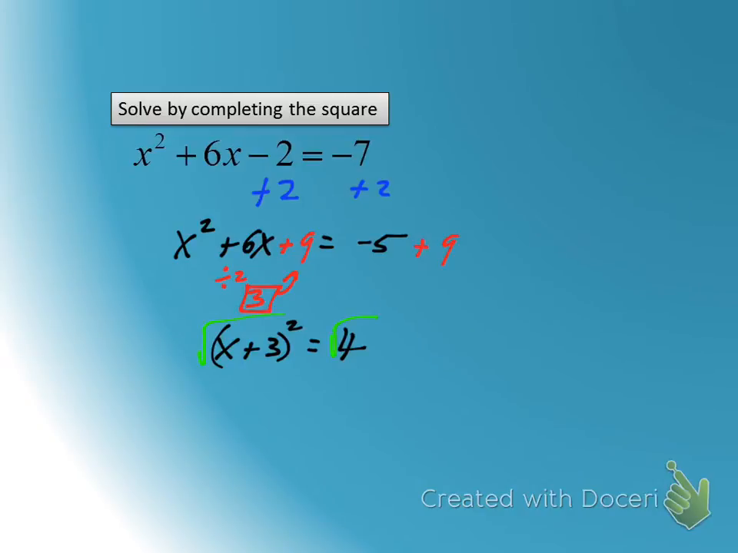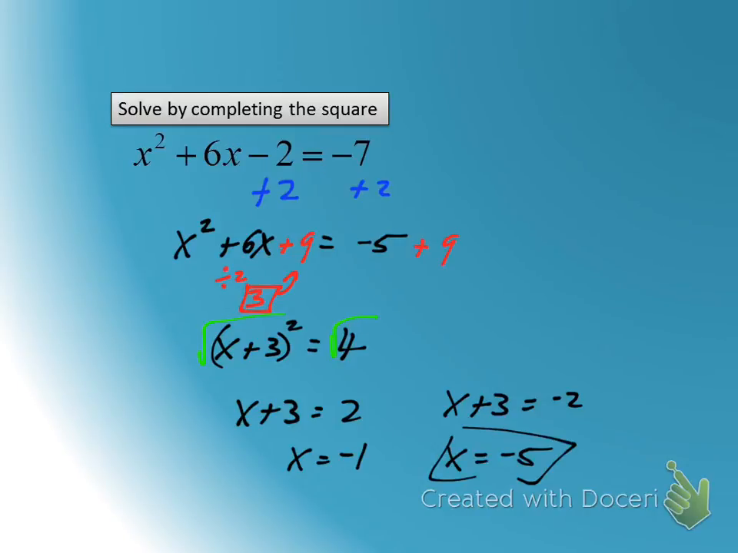Square root both sides. So you get x plus 3 equals 2. X plus 3 equals -2. So x equals -1. X equals -5.